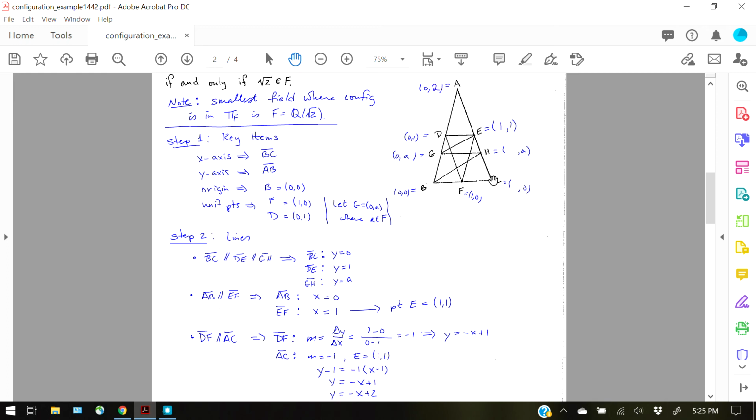The last one down here, we'll plug 0 in for y. 0 in for y says -x plus 2 equals 0. Move the x to the other side, and we'll get x equals 2.